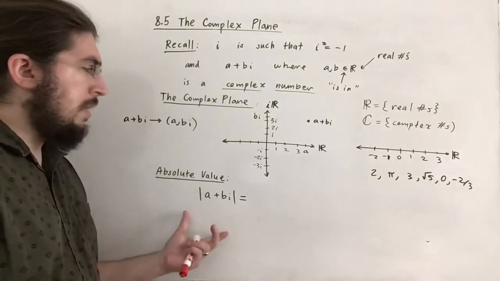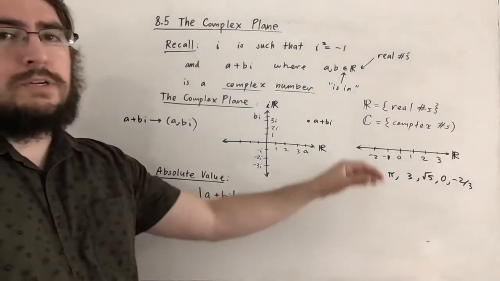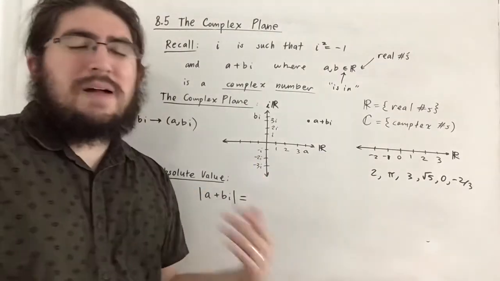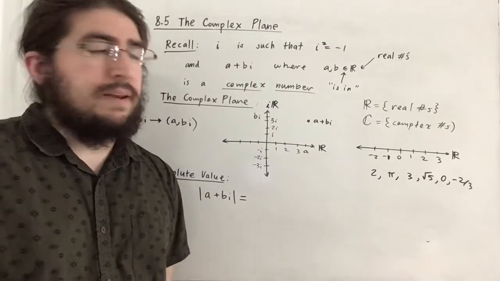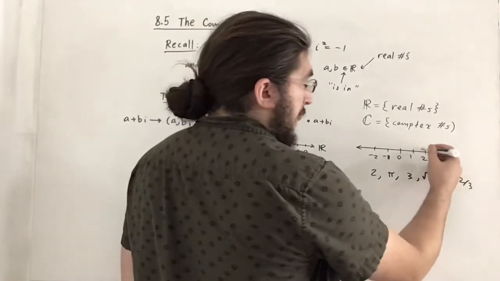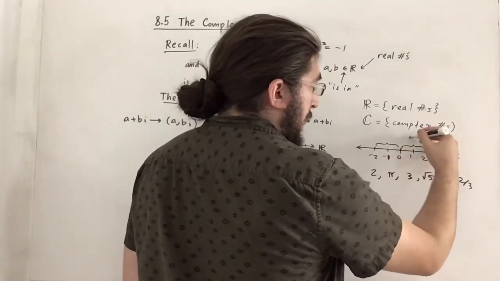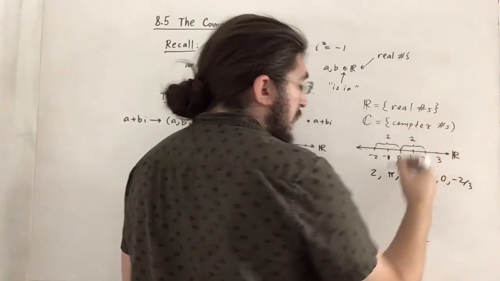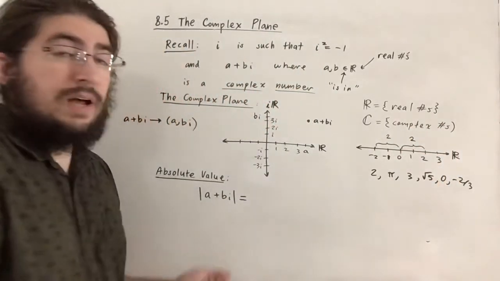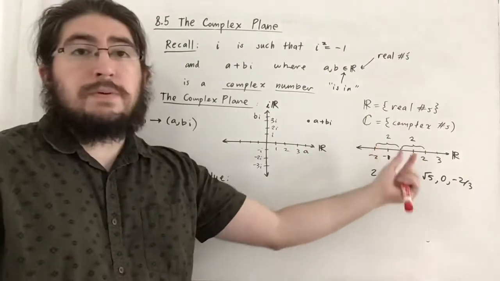But now I wanted to define absolute value. Now, what does absolute value for real numbers mean? Well, we often think of absolute value as just removing the negative, but it really means the distance from 0. So consider -2 and +2. They both have the same absolute value, which is 2. So we can say that the absolute value of 2 and the absolute value of -2 is the distance from those numbers to 0.